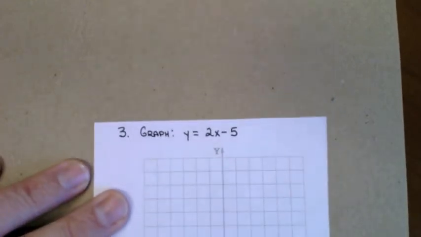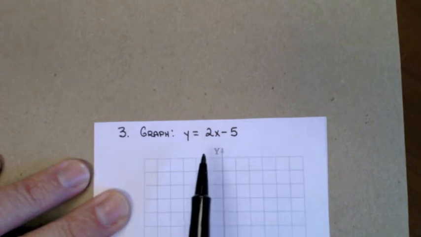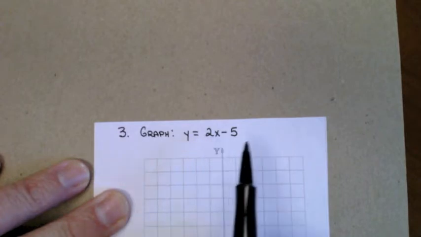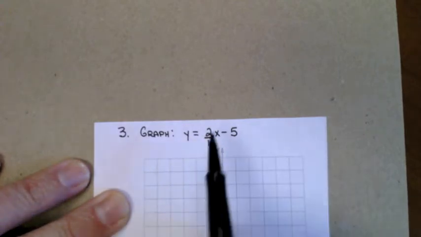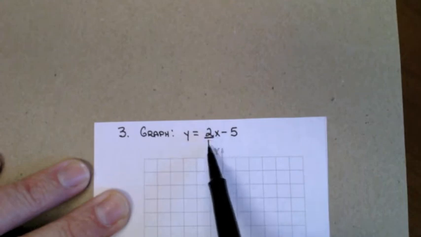Then I need to use my slope. The slope is usually written as a fraction. That's when it's useful, when it's written as a fraction. This is not written as a fraction. The way I write this number as a fraction is I put it over 1, like that right there. So now this is telling me to go up 2 over 1.